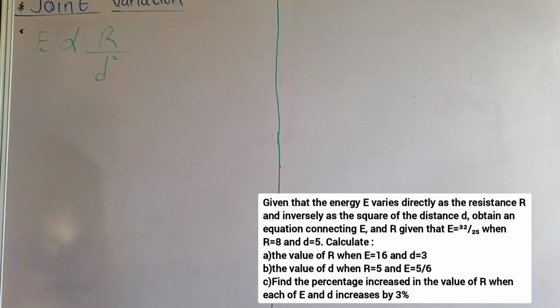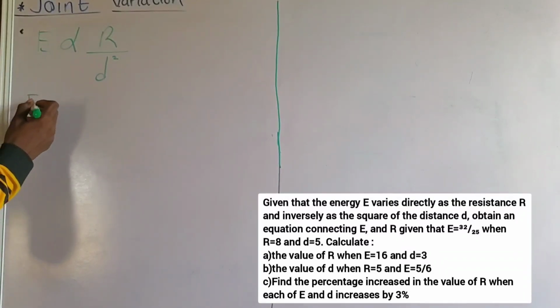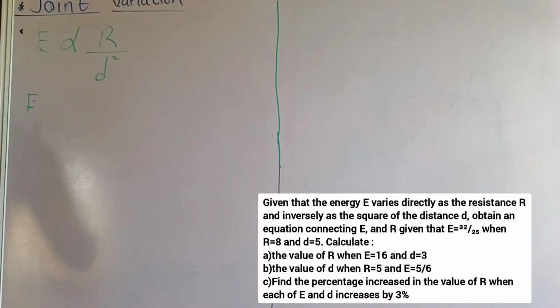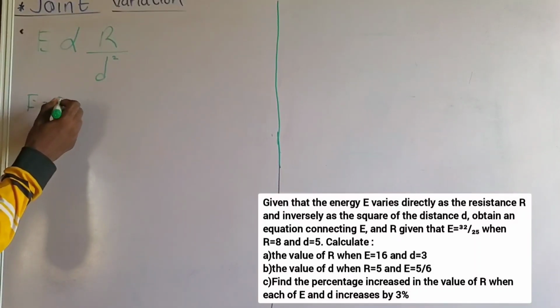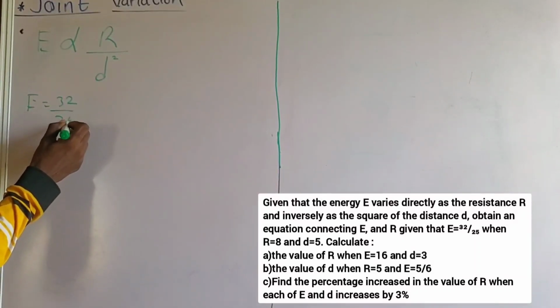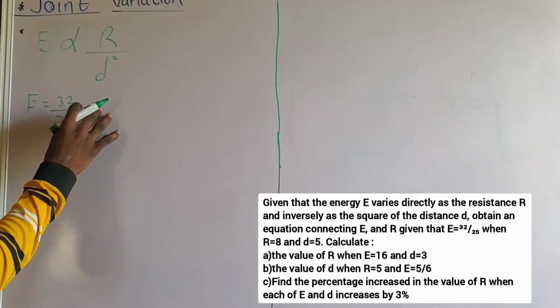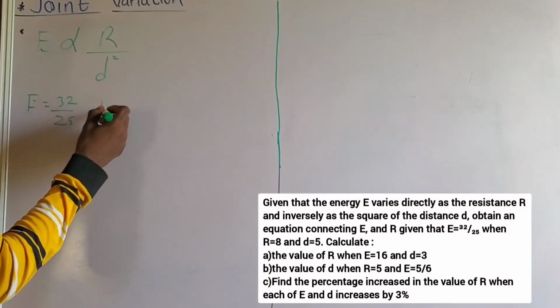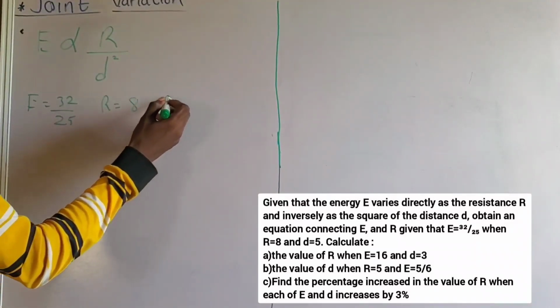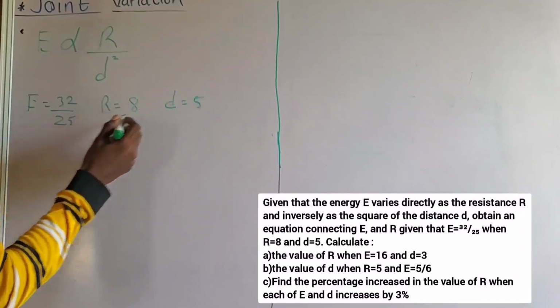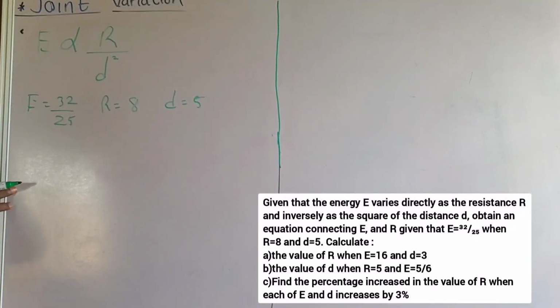Now, we are asked to obtain an equation connecting E and R, given that E equals 32/25 when R equals 8 and D equals 5. Please pay attention. Before we calculate, let us first obtain the equation connecting E, R, and D.